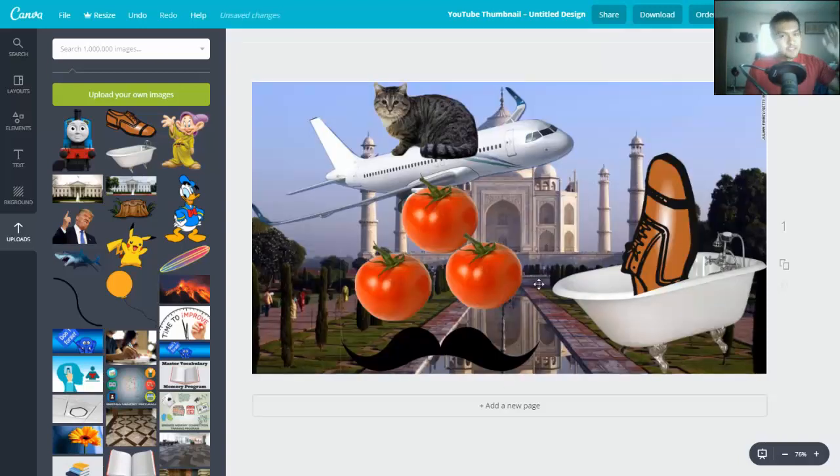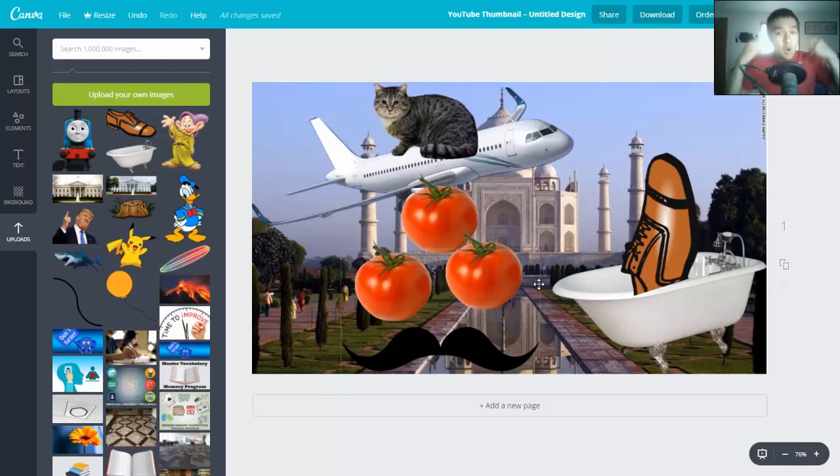So maybe you picture this airplane with a cat riding on it, dropping tomatoes on a mustache while a shoe takes a bath. Okay, boom, crazy and weird. Oh yeah, and it's happening at the Taj Mahal. And so it's absolutely crazy and weird, right? So it really stands out in your memory.